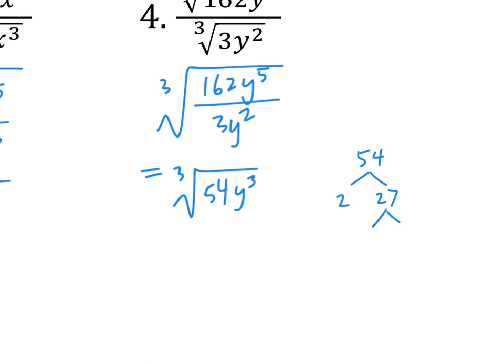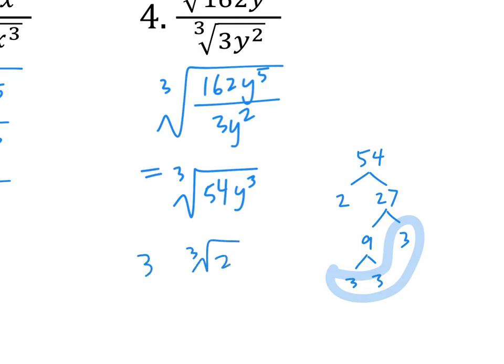Let's say that you didn't know 27 was a cube. Then you would continue: 9 and 3, and 9 is 3 and 3. You want to break it down all the way to the leaves of the factor tree, and then you look for 3 of a kind. So 3 of a kind comes out. Whatever does not come out stays inside. So 3 comes out, and then the 2 stays inside.